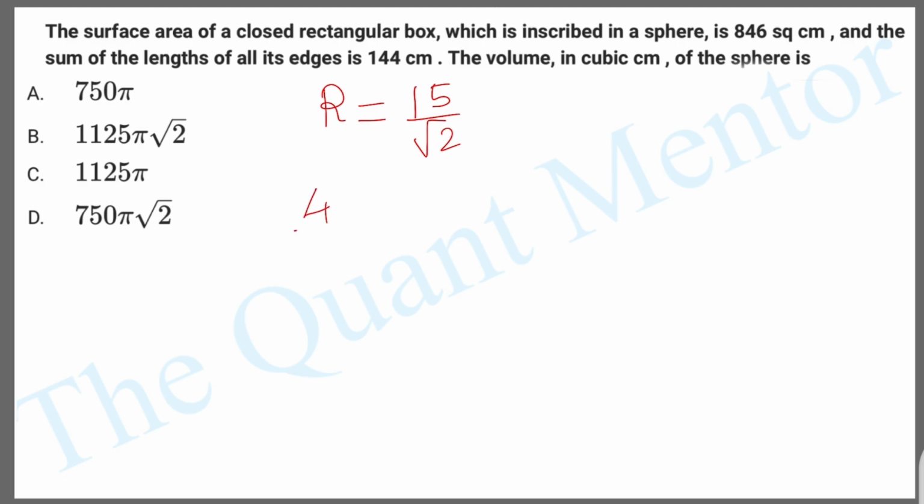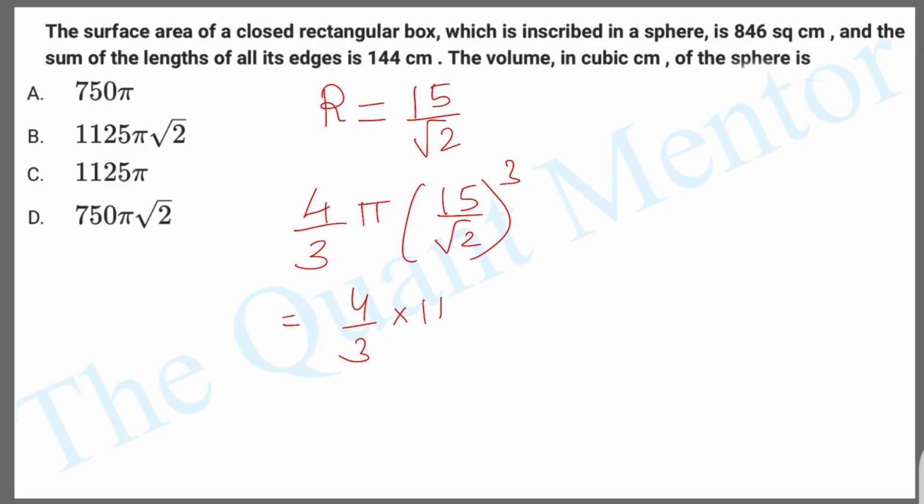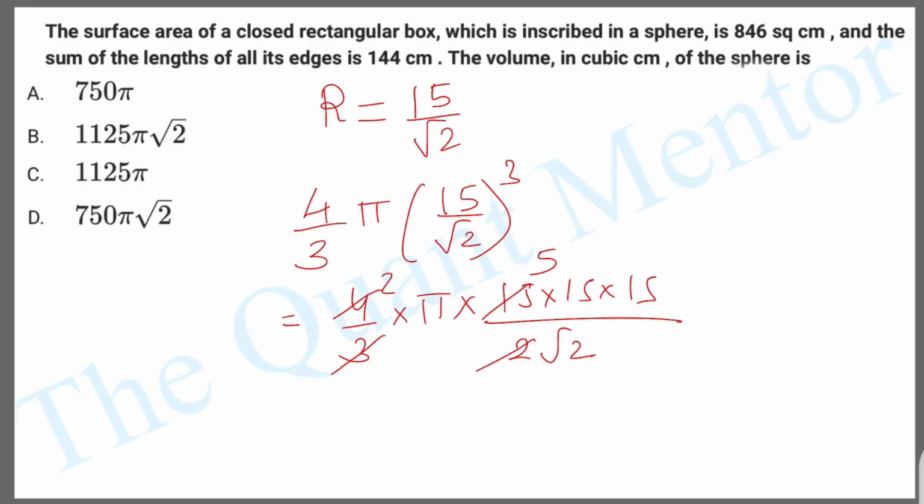So the volume of the sphere will be 4 by 3 pi r cube. So 4 by 3 into pi into 15 by root 2 the whole cube. This would make it 4 by 3 into pi into 15 cube, which would be 15 into 15 into 15, and root 2 cube would be 2 root 2. So 3 1s are and 3 5s are gone. 2 1s are and 2 2s are gone. 2 upon root 2, I'll be left with only 1 root 2 above.